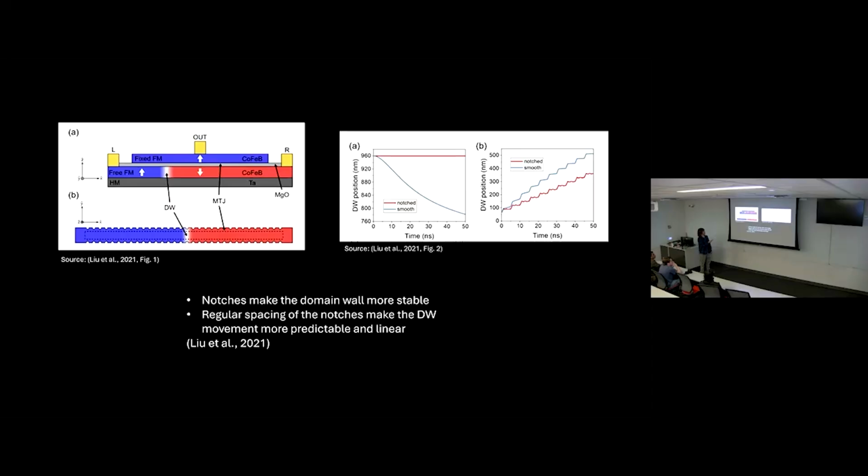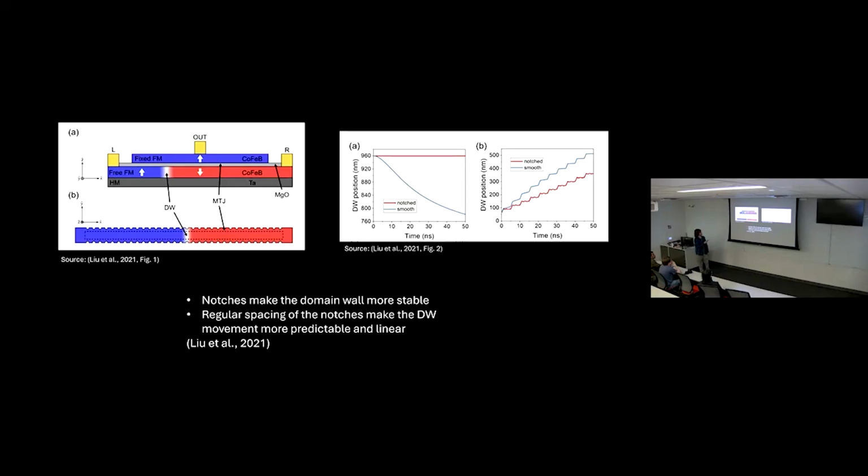And they proved that it will make it more stable. So right here you can see the notched device stays where they put it, and the smooth device moves. And since it's equally spaced notches, the domain wall movement is linear. So then we have a more linear graph right there.